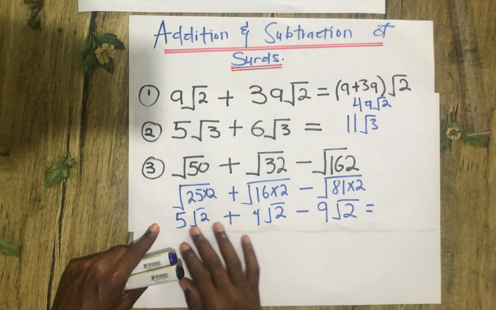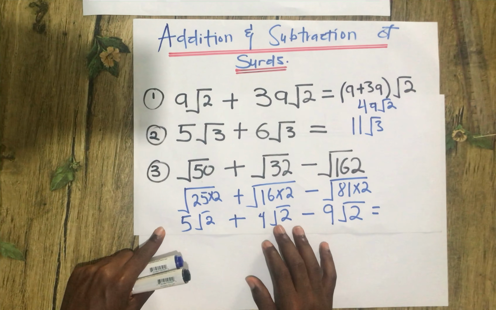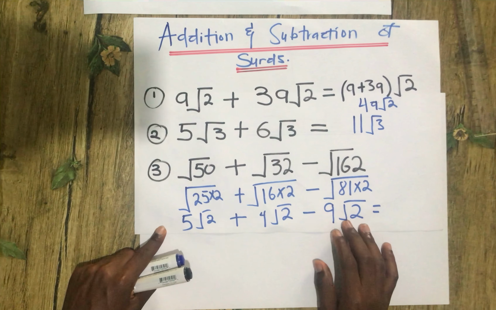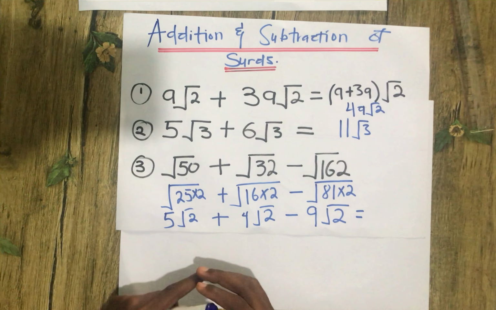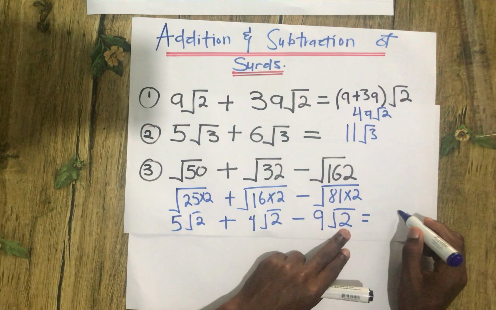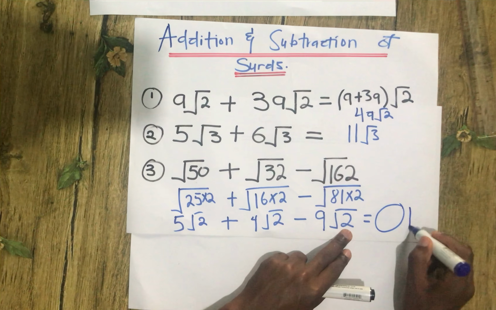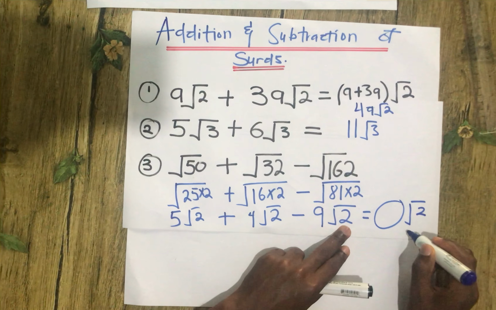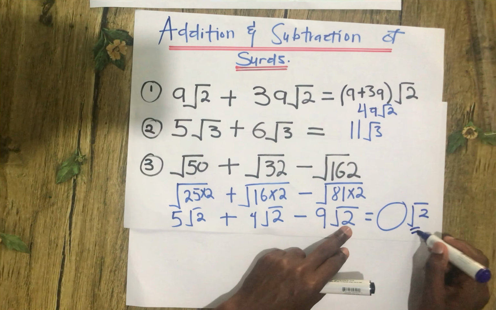So adding this together, 5 plus 4 gives us 9. 9 minus 9 gives us 0. So we arrive at our final answer as 0 root 2, which is the same as 0.